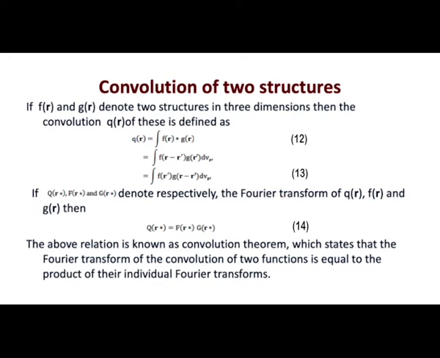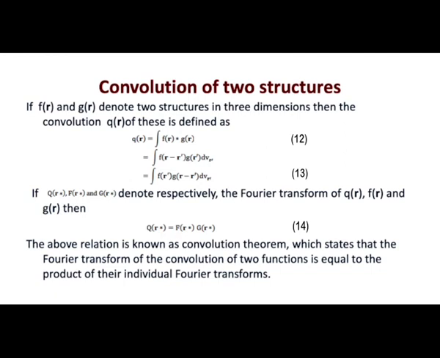Now, if these functions f of r, g of r and the convoluted function q of r have the Fourier transforms Q of r star, F of r star and G of r star respectively, then we say Q of r star, that is the Fourier transform of q of r, which is the convolution of two functions, is equal to F of r star multiplied by G of r star. F of r star is nothing but the Fourier transform of little f of r. G of r star is nothing but the Fourier transform of little g of r.